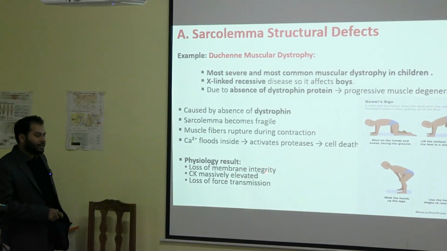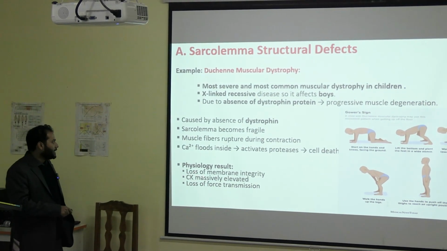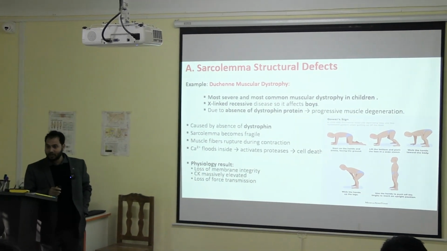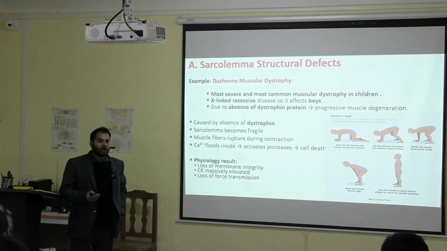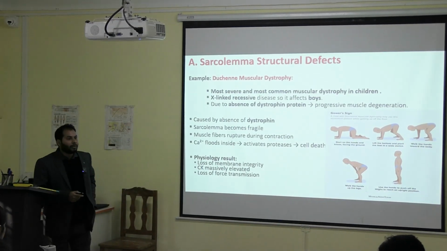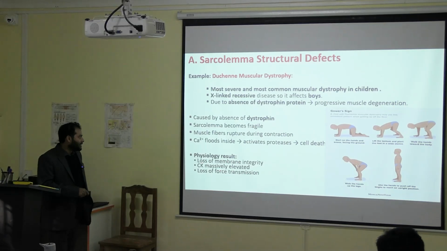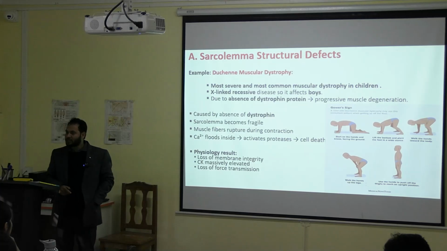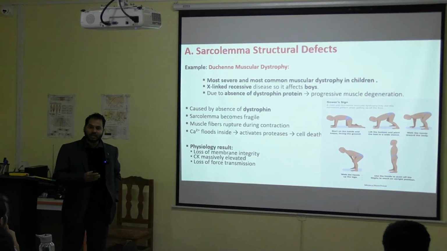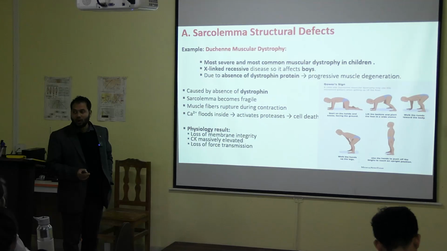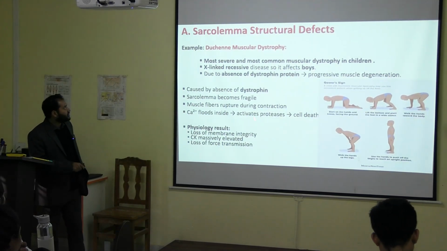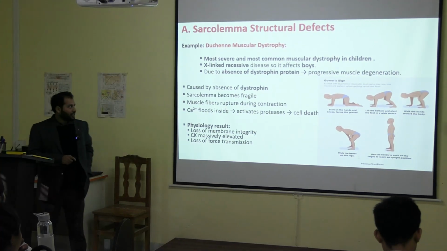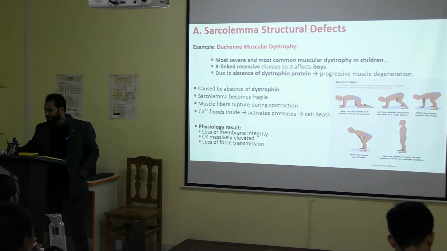One is loss of membrane integrity. Second is creatine kinase level. There is an elevation of creatine kinase level due to the damage of the cell. Due to the damage of the cells, there is a liberation of more creatine kinase. So we get more creatine kinase, and at the same time loss of force transmission. Whatever force is generated during the muscle contractions is not transmitted to the outside of the cell. So these are some important features of these sarcolemma structural defects, or important features of DMD.